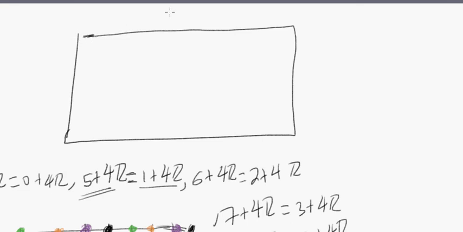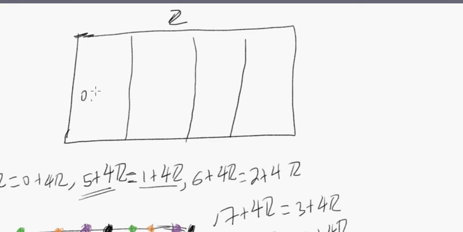If we looked at the set Z, the set of integers, we can partition the set of integers as follows. We can partition the set of integers into 4 cosets. All integers of the coset 0 plus 4z.